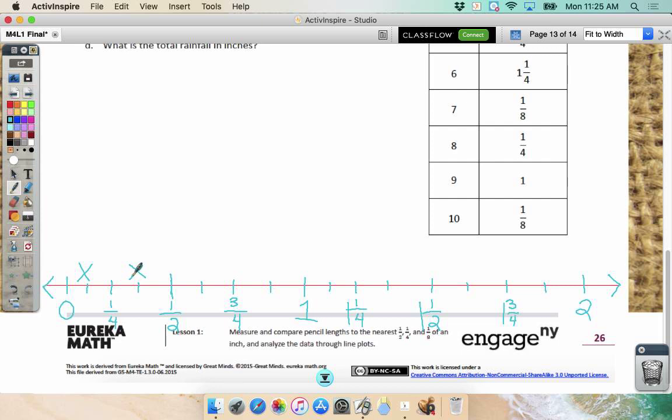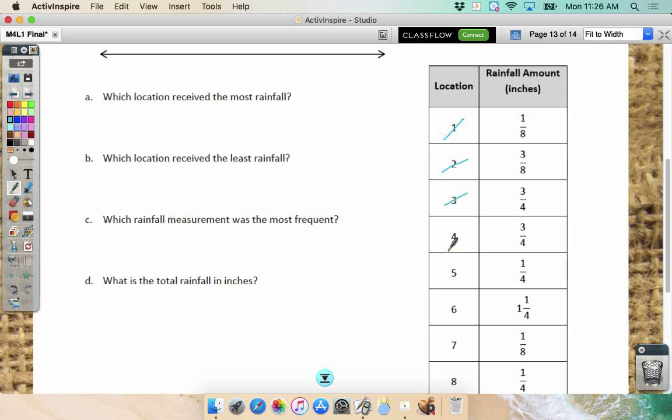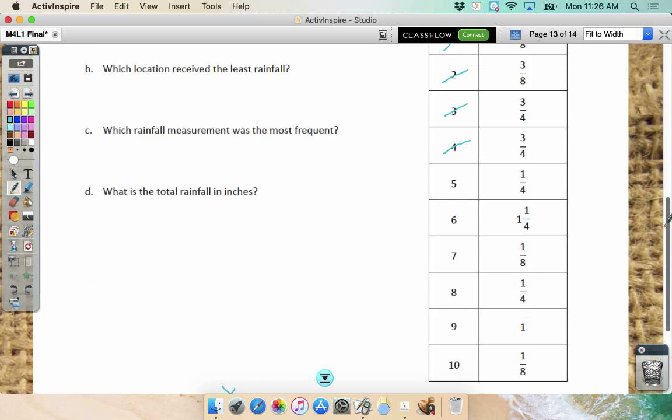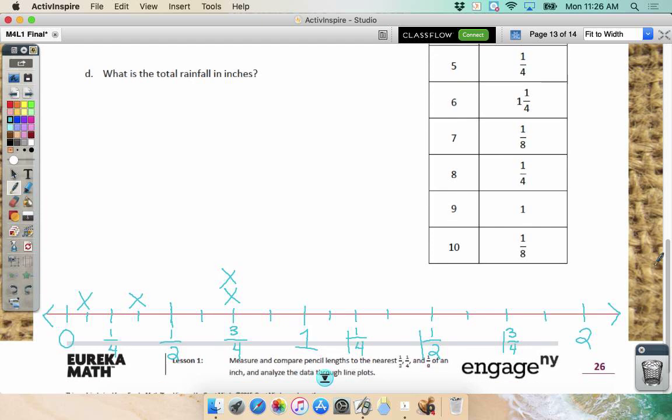And then we have 3/4. So put an X at 3/4. Oh, there's another 3/4, isn't there? Yeah. Okay, so far I've done how many? 4. I'm going to cross off 4. Okay, so you just go ahead and put the X's where I have them.